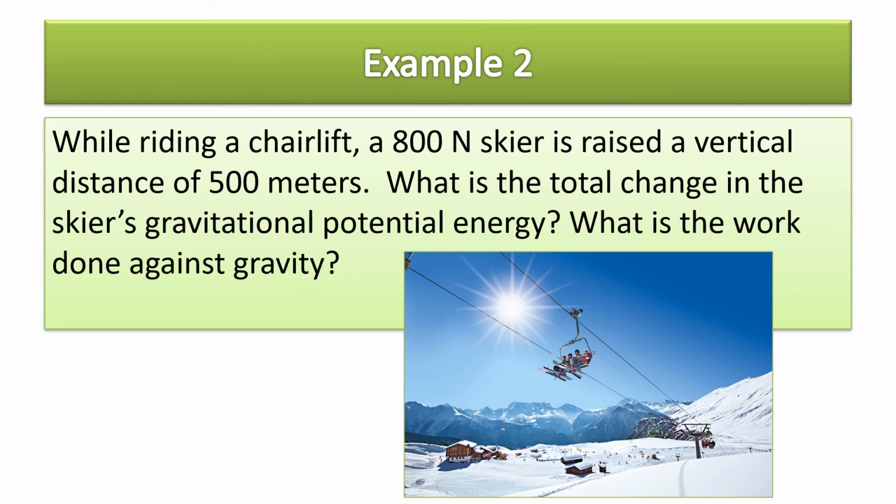One way to kind of try to trick you would be phrasing it like this. It says, while riding a chairlift, an 800 Newton skier is raised a vertical distance of 500 meters. What is the total change in the skier's gravitational potential energy? And what is the work done against gravity? Okay, so if you want, you could pause the video and try it out.